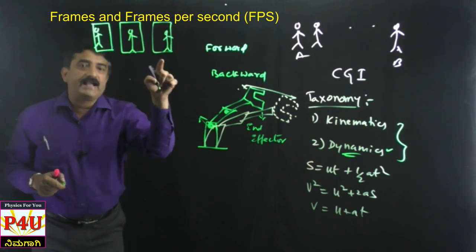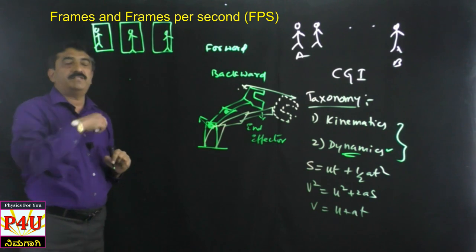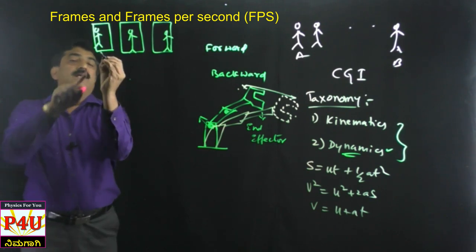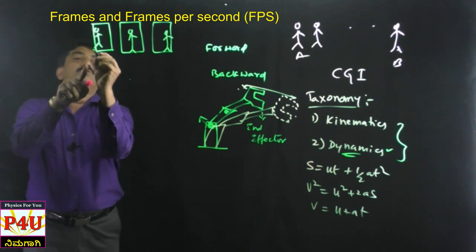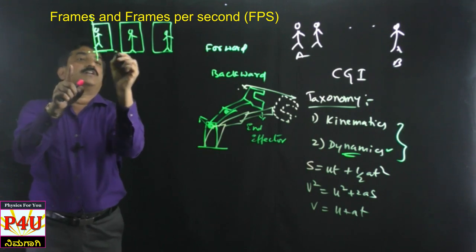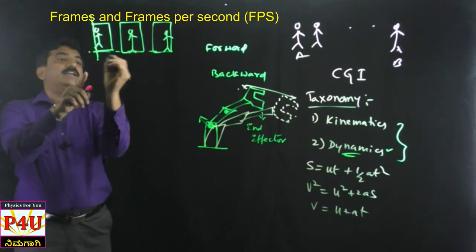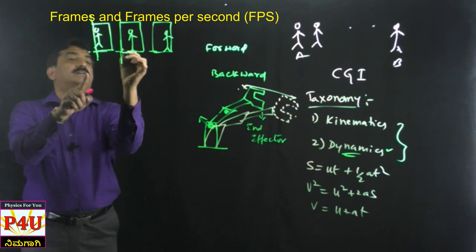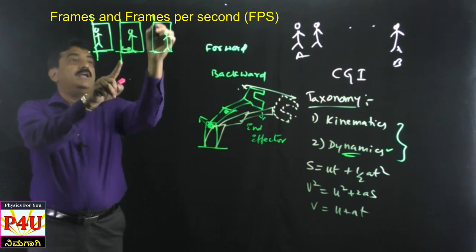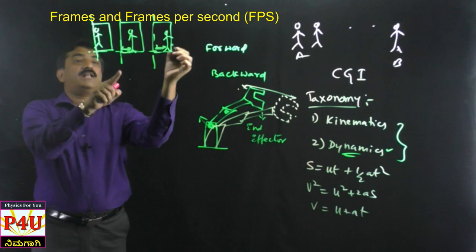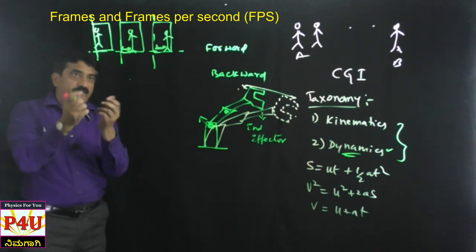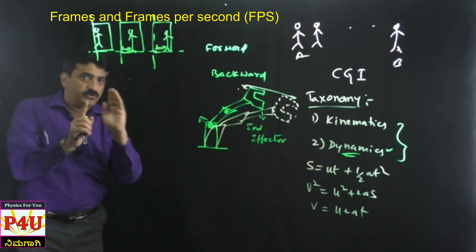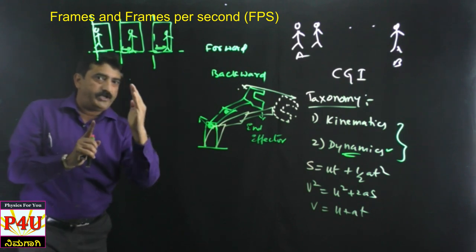So each diagram is a frame. If you look at this, initially, let me attach one coordinate system, the image is at the origin. In the next case, the image is about 1 meter away from the origin. In the next case, it is about 2 meters away from the origin. So if I run the frames continuously, you feel that the image is moving from point to point.